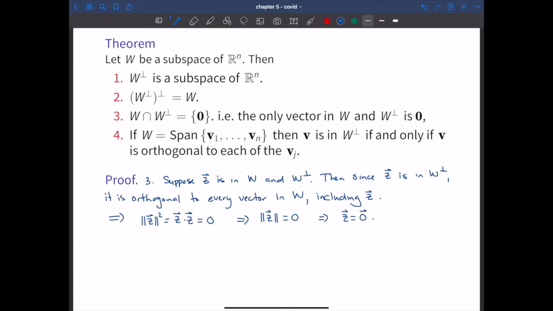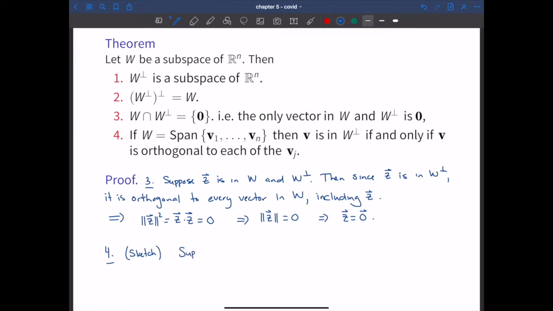Well, that was a lot of fun. Maybe I won't prove 4 very formally. It's in the notes, so you can read up on that if you want. But just to give you an idea of how it goes, what we want to do is show that if a vector v is orthogonal to each of these spanning vectors here, then it has to be orthogonal to every single vector inside of W, and hence it has to live in W perp. So here's just a sketch of one of the steps.